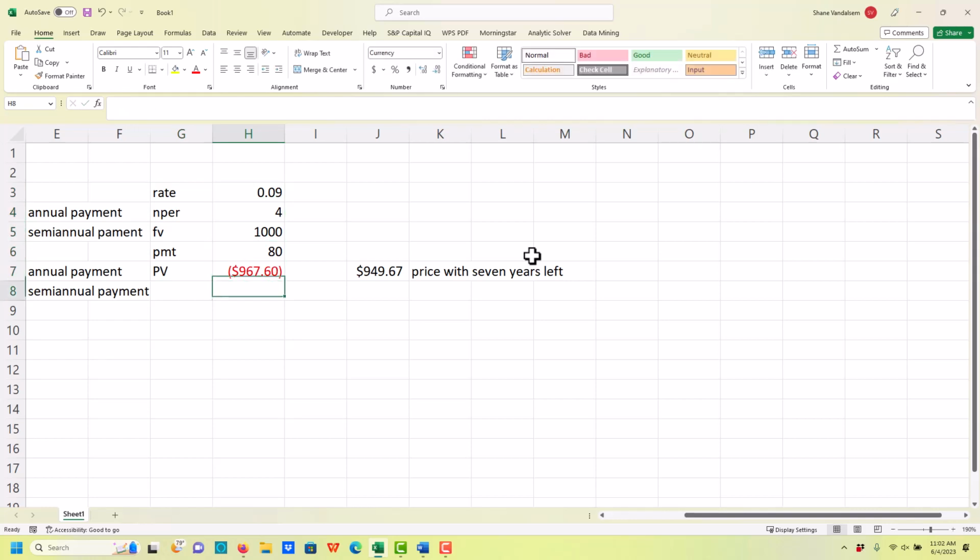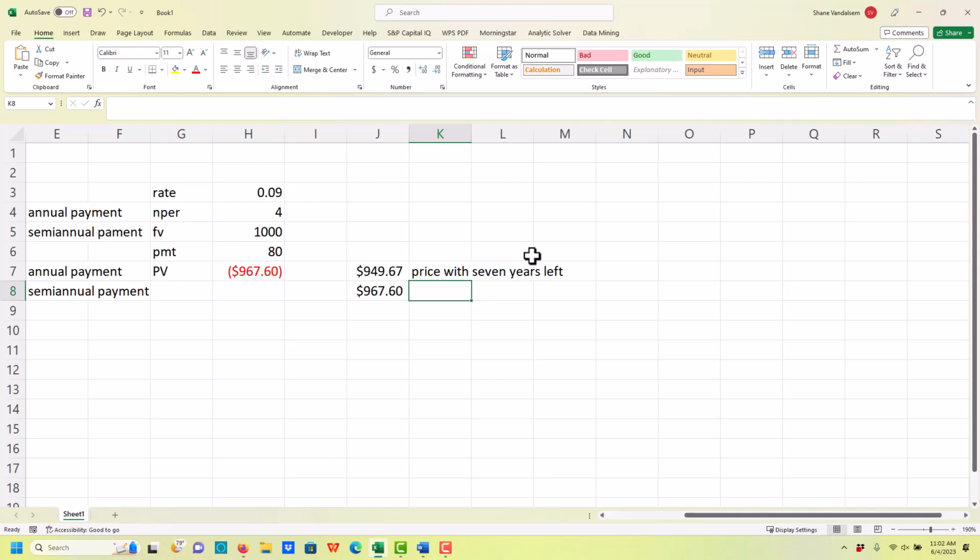We can see the price goes up. The price increases to $967.60. I've got a graphic in the notes that shows that at maturity, that bond is worth $1,000. It doesn't matter what the interest rate was on that maturity date. The bond is worth $1,000 because that's what you're going to receive as the investor. They're going to give you $1,000.